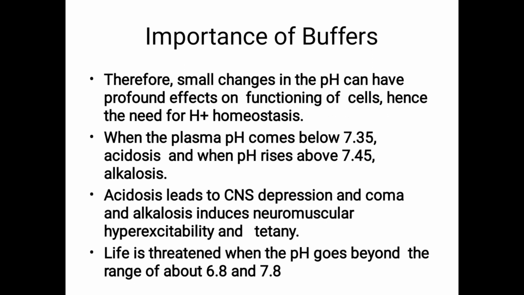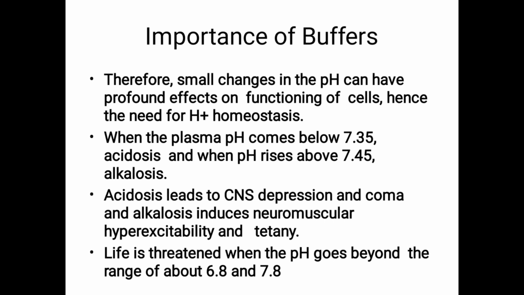To maintain this narrow range of blood pH, buffers play an important role, mainly the bicarbonate buffer. So this is the importance of buffer in our body: to maintain H plus homeostasis, in other words to maintain the pH of the blood. Acidosis leads to central nervous system depression and coma, and alkalosis induces neuromuscular hyperexcitability and tetany. Tetany causes spasm, involuntary control of the muscle.